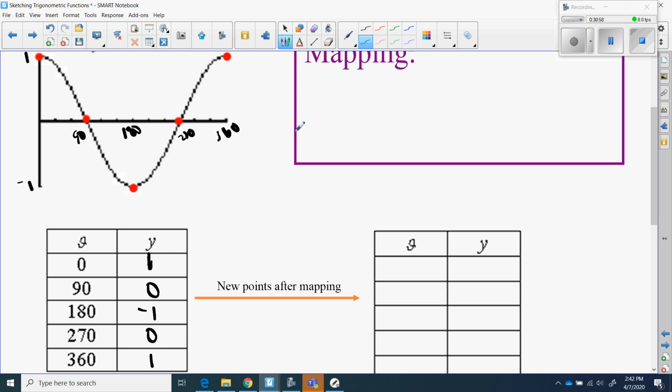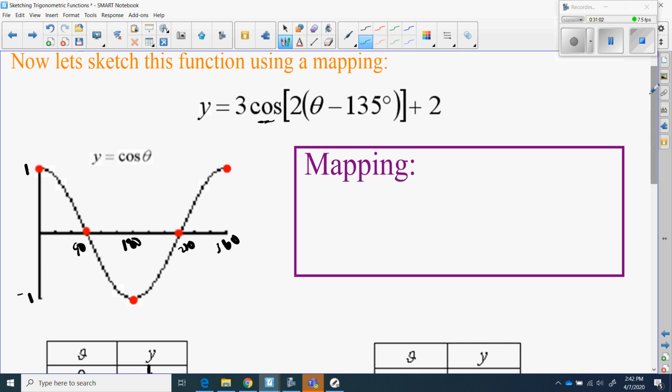So then we're going to write a mapping. You can see this is a pretty kind of algorithmic process. You follow the same steps every time. So now I'm going to write my mapping. So theta, comma y will get mapped to. I'm going to take 1/2 of all the angles. I'm going to move them right. So I'm going to add 135 degrees. I'm going to multiply the y values by 3. And then I'm going to move them up 2.